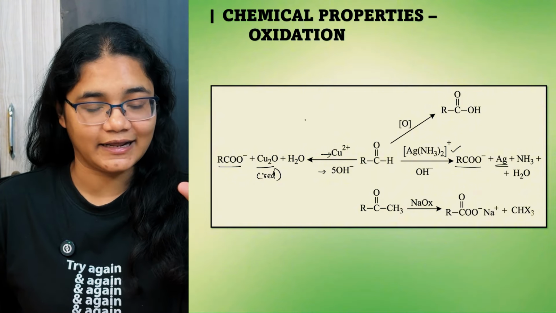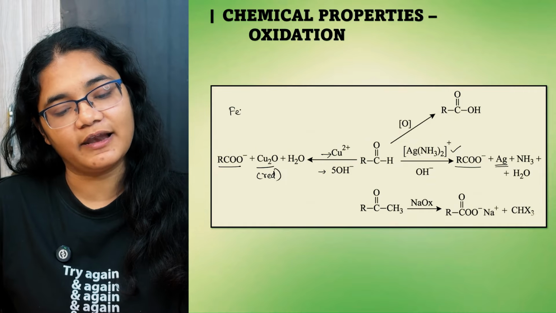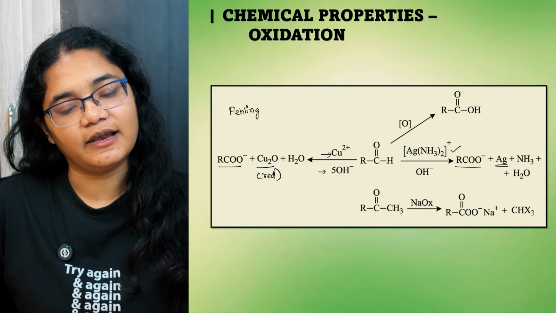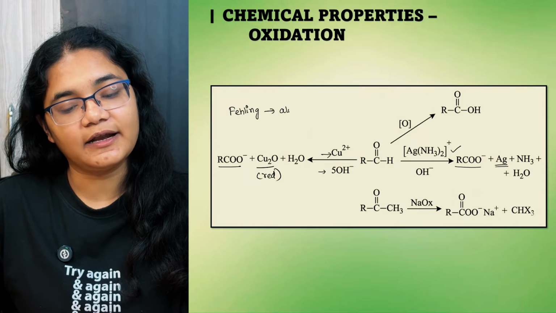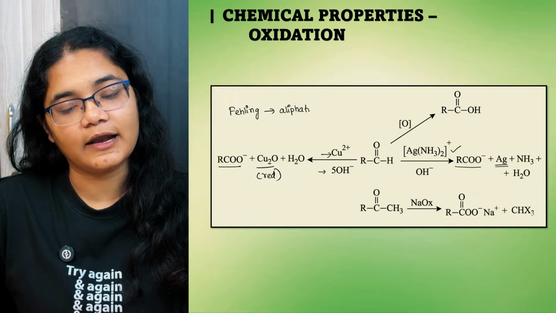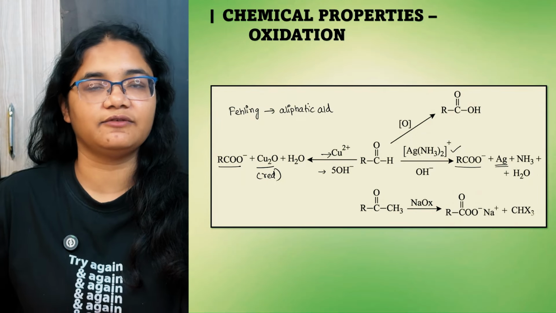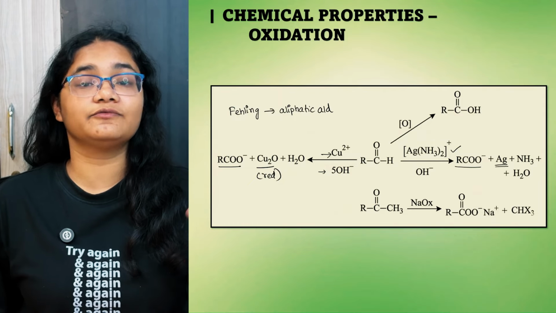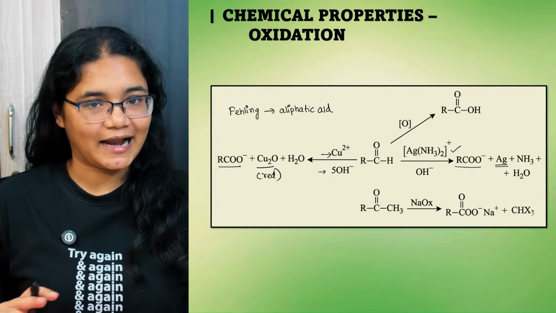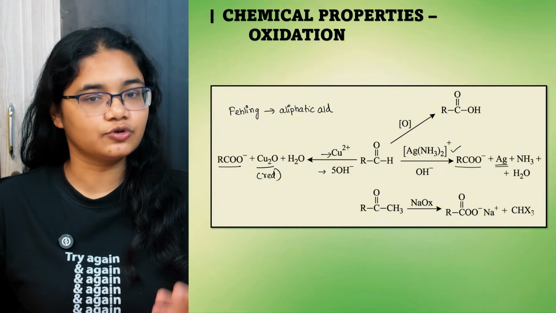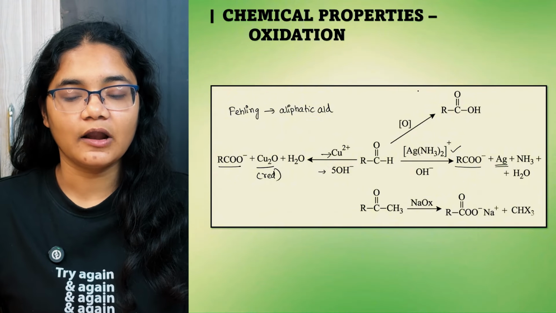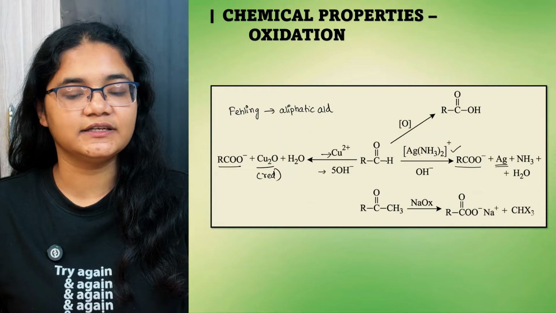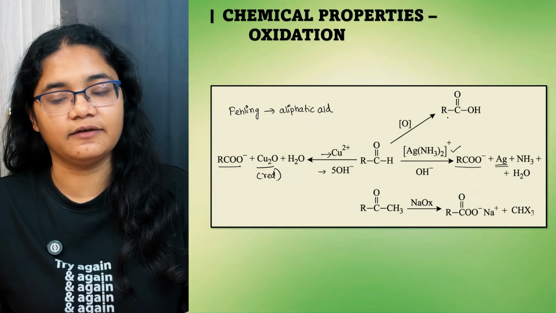This is also a test for aldehydes. But here you remember, in Fehling's test only the aliphatic aldehyde will react, aromatic aldehyde will not react. So if you want to differentiate between aliphatic and aromatic aldehyde, then you can use Fehling's test. If you want to distinguish between aldehydes and ketones, then you can use Tollens test. Now if you oxidize RCHO, it will give you acids.